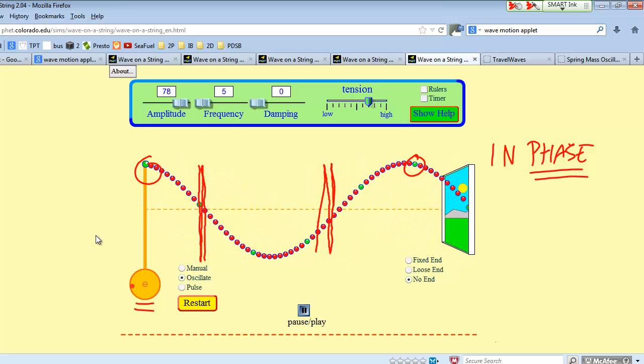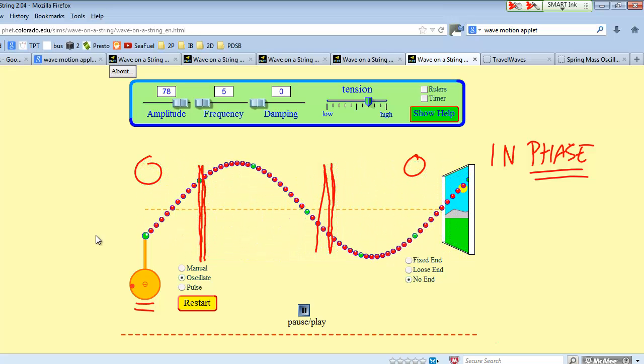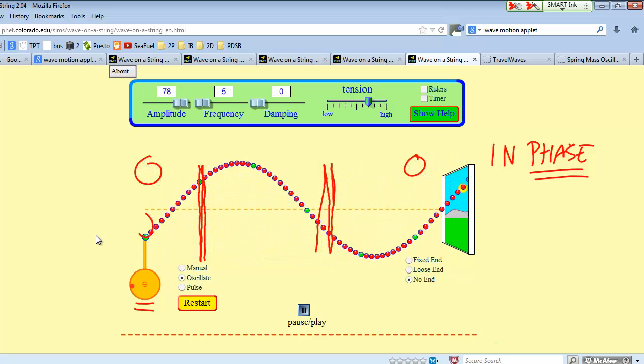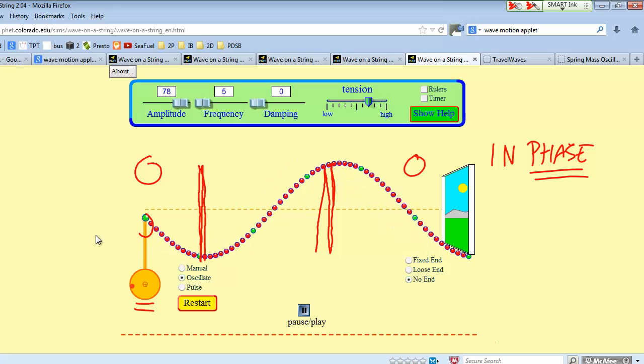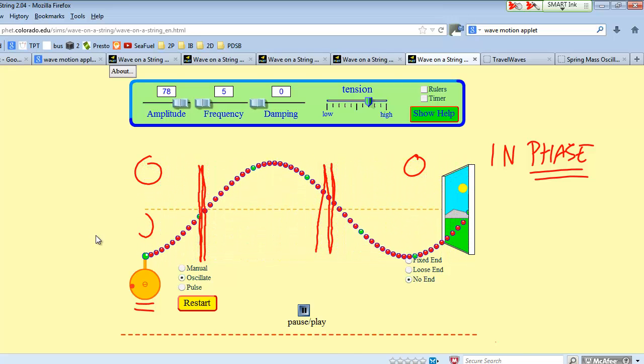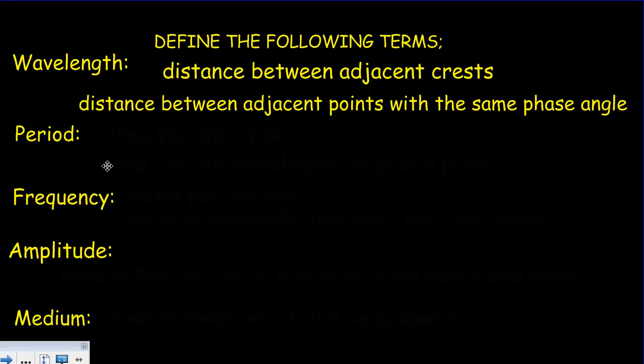And we say that they're adjacent to each other, meaning that they're the two points that are closest to each other that have the same phase. We could also have other points in phase that would be 2 wavelengths along or 3 wavelengths along. So a good general definition for the wavelength is the distance between adjacent points with the same phase angle.